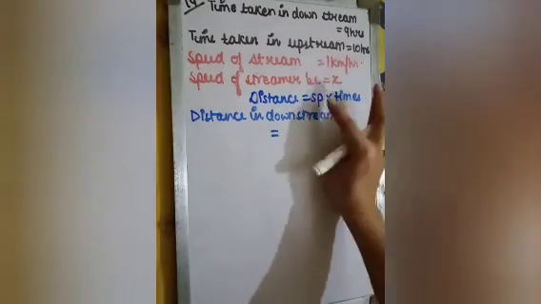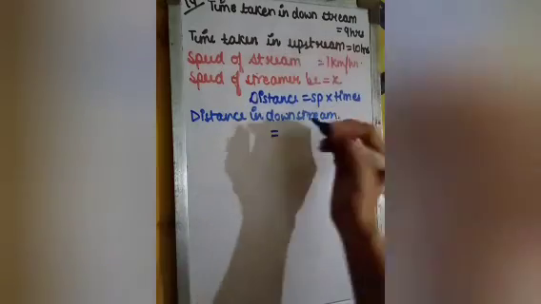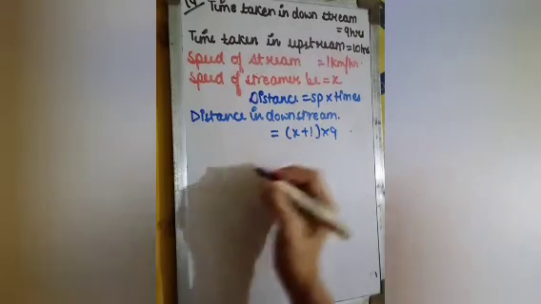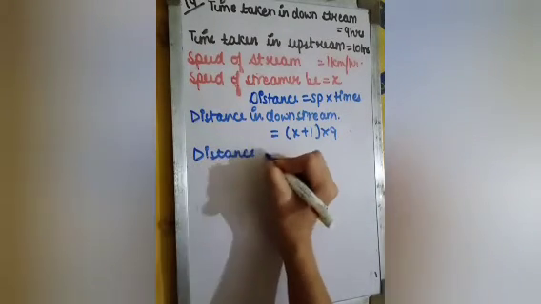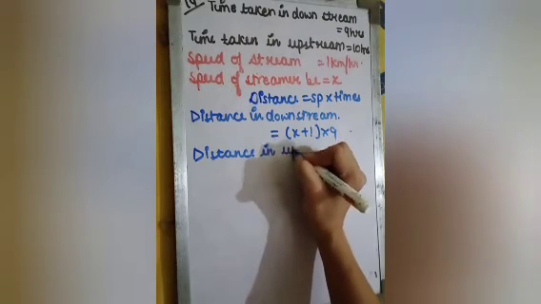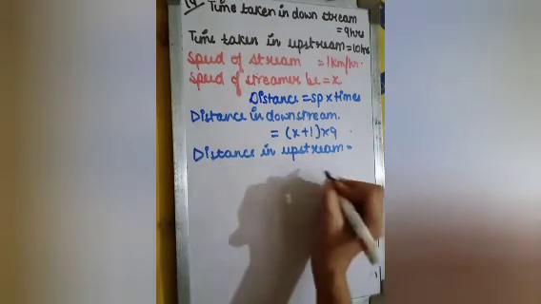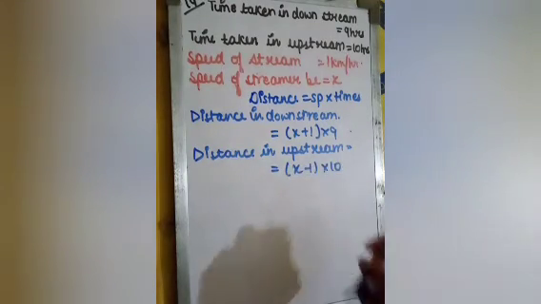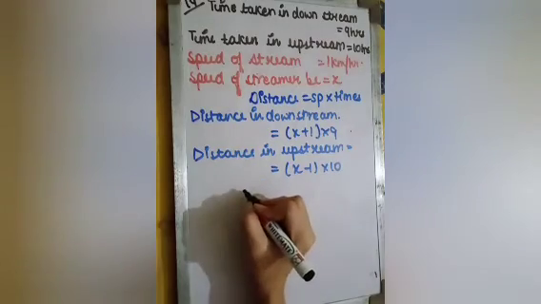See, speed in downstream, streamer और stream दोनों की speed add up हो जाएगी, so it will be x plus 1 into 9 hours. Distance in upstream, अप स्ट्रीम में दोनों का डायरेक्शन ऑपोजिट हो जाएगा, तो it will be x minus 1 into 10. Now the distance in both the cases is equal.